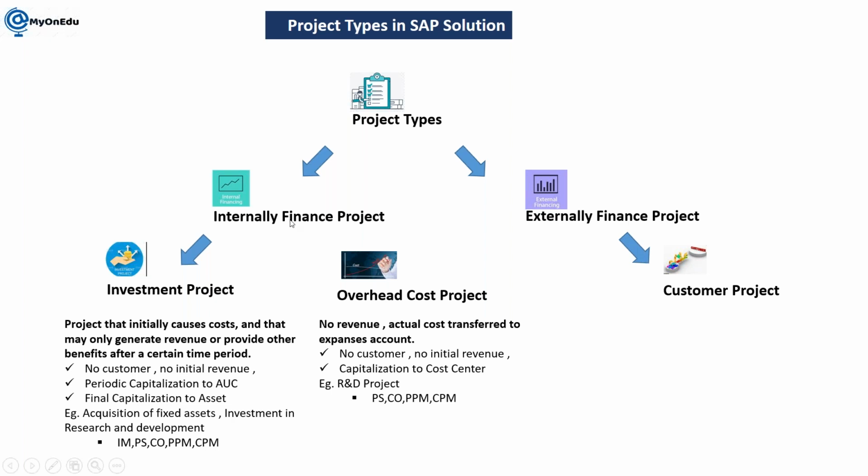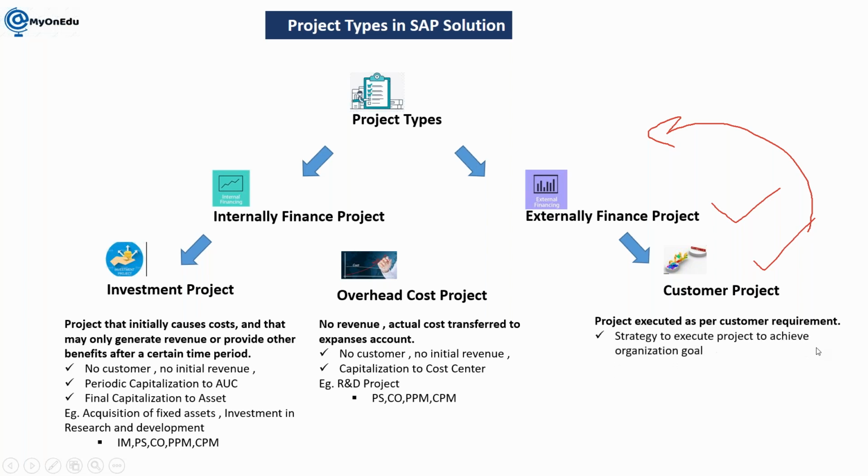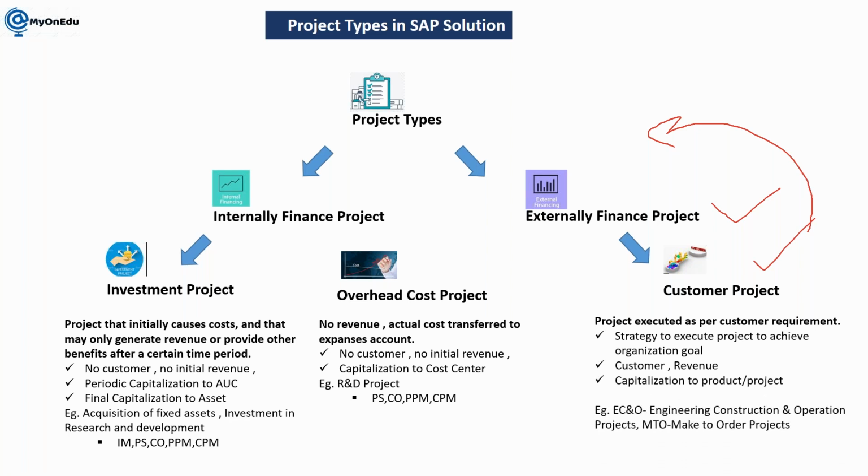So externally financed projects are customer projects, or you can say revenue projects. You should have a customer who will pay for it, right? So here you will have the project executed as per customer requirement, and then a strategy to execute the project to achieve the organization's goal. You will have a customer, you will have revenue, capitalization to product or project. One example is engineering, construction and operation, or make to order project. The best example is engineering, construction and operation. You are the contractor and you are constructing a building for your customers. So these are the scenarios here.